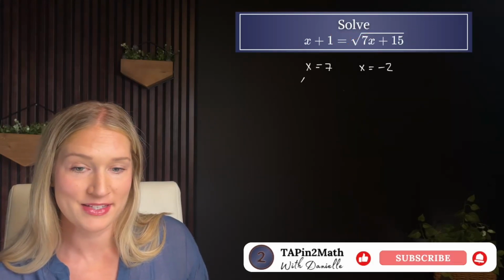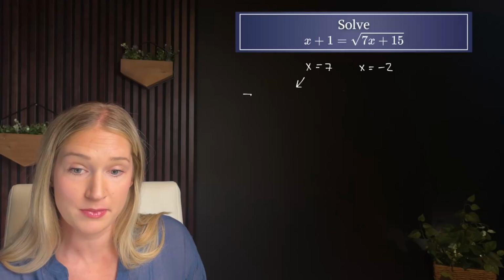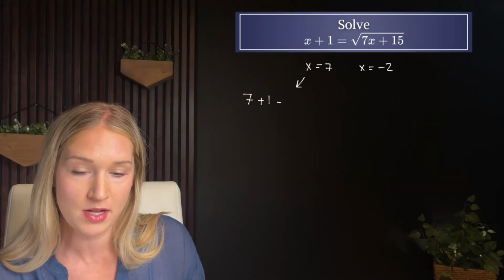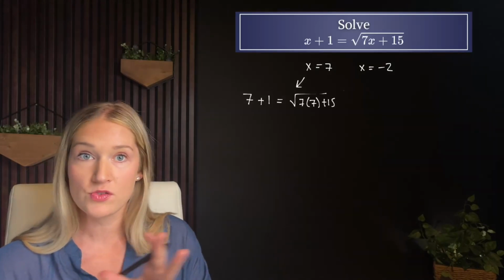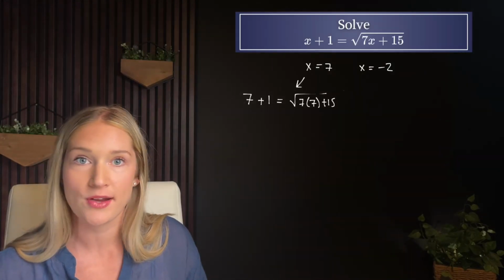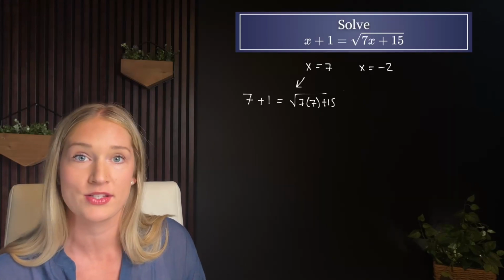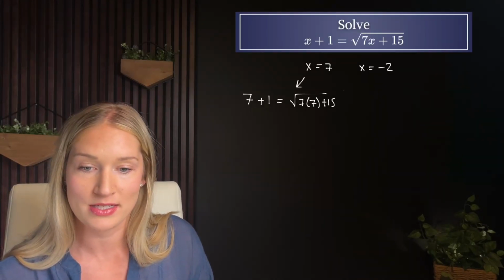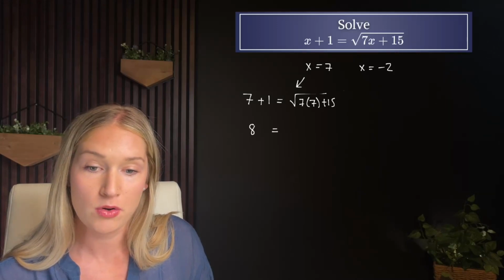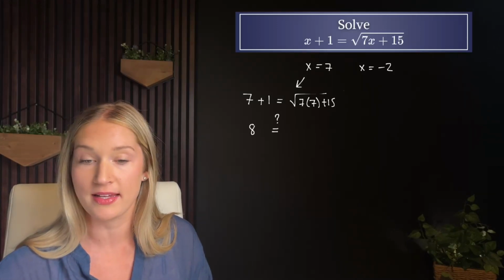First, I'll check my x equals 7. I plug it in everywhere there's an x. So I have 7 plus 1, and then the square root of 7 times 7 plus 15. I simplify each side separately. When you're checking, we're not allowed to bring things over from one side to the other. So on the left, I go ahead and add the 7 and the 1 to get 8, and I am hoping that that equals the right-hand side.